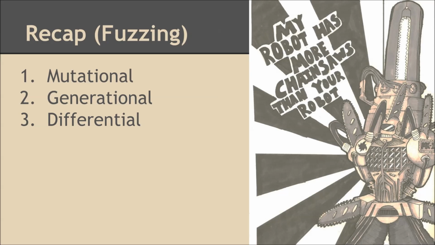To recap, the three ways that we've covered to generate fuzz data are mutational-based fuzzing, generational, and differential-based fuzzing.